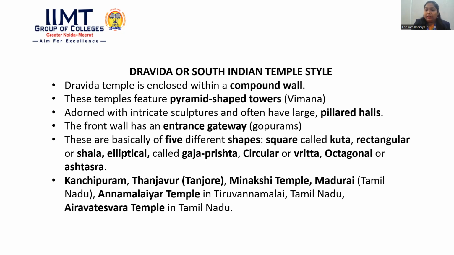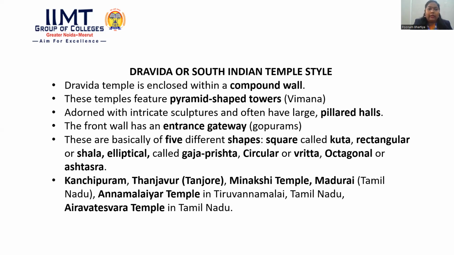Number one, square shape, called hood. Second, rectangular shape or shal. Third is elliptical shape called gajprasth. Next is circular or vritta. And last is octagonal or ashtastra.